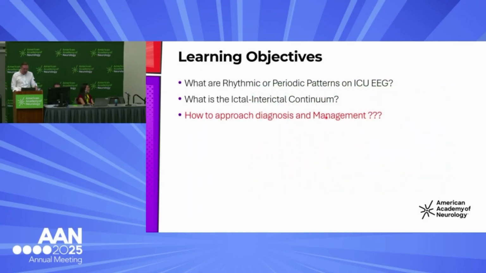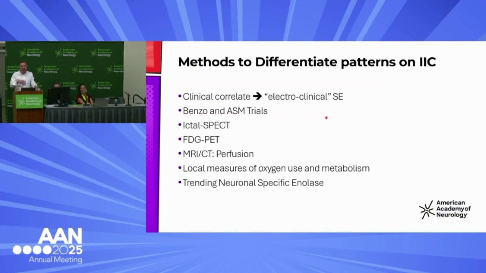All right, so how do we approach diagnosis and management? As I said, maybe EEG is not enough, so we have to start looking at some other modalities. If you have a clinical correlate, electroclinical status epilepticus, then drug trials, ictal SPECT has been used, FDG PET, and I think MRI with perfusion is becoming a more commonly used modality. You can do local probes if you have a center with quite a few abilities. You can even trend NSE if you would like.